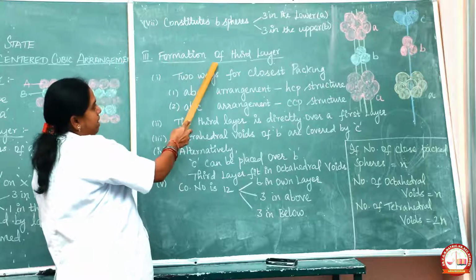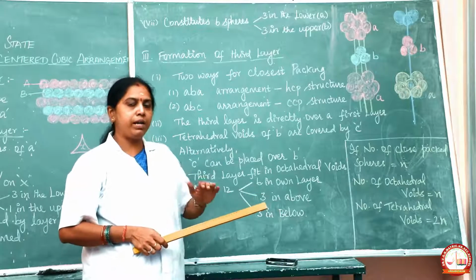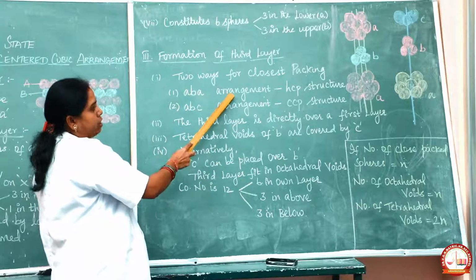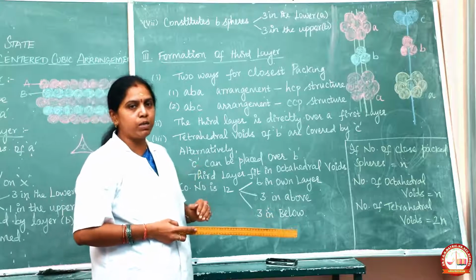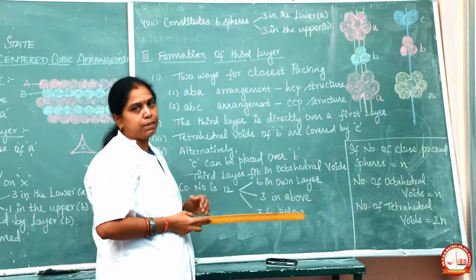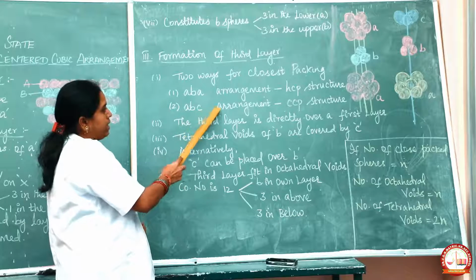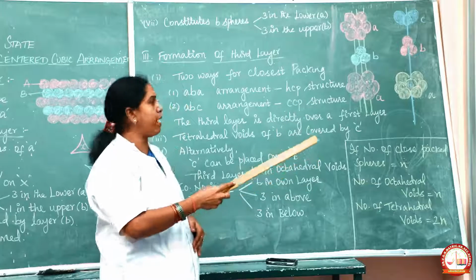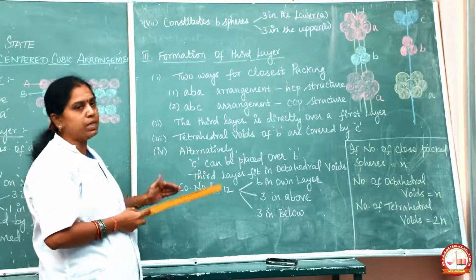And then the formation of the third layer. This can take place in two ways: one is ABA arrangement and the other is ABC arrangement. When ABA arrangement takes place, the structure leads to HCP, hexagonal close packed structure. When we follow ABC arrangement, it leads to CCP structure, that is cubic close packed structure. We will see one by one what the ABA arrangement and the ABC arrangement are.